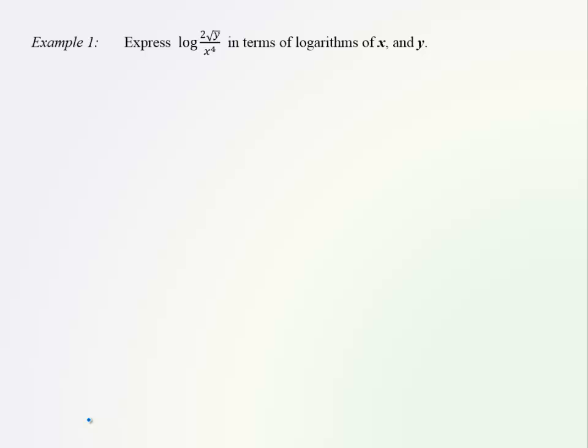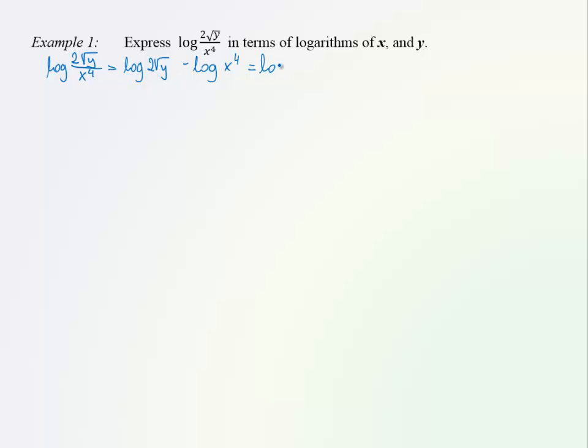Let's use the above properties of logarithms to rewrite this expression, the log of something complicated, in terms of logarithms of just x or y. Okay, we can start with log of 2 root y over x to the 4. So we have log of a quotient. The outermost operation in this expression is a quotient, so we can split the log of a quotient into a difference of logs: log of 2 root y minus log of x to the 4. But then in the first expression we have log of a product, so we can split this into a sum of logs.